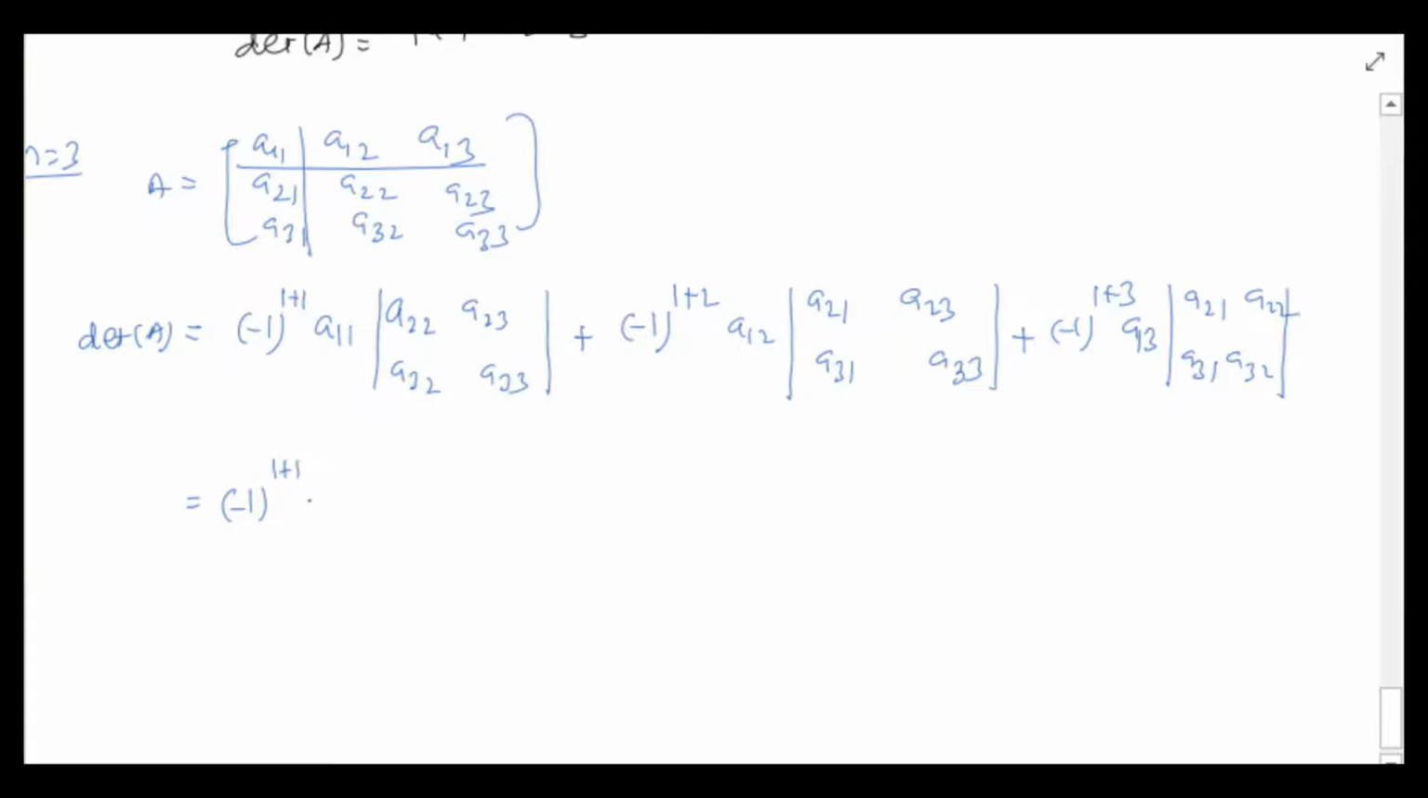So minus 1 raised to 1 plus 1, A11. These entries will remain the same, A22, A23, A32, A33. Now I'll move to the next element of the first column, that is minus 1 raised to 2 plus 1 now, and this is A21. The submatrix that now I'll consider is A12, A13, A32, A33.